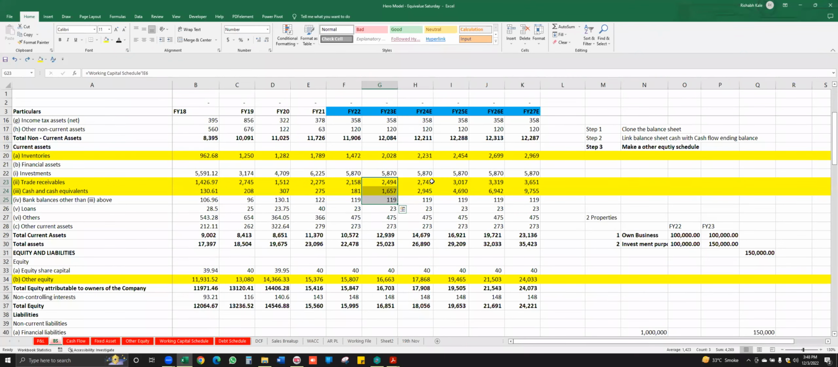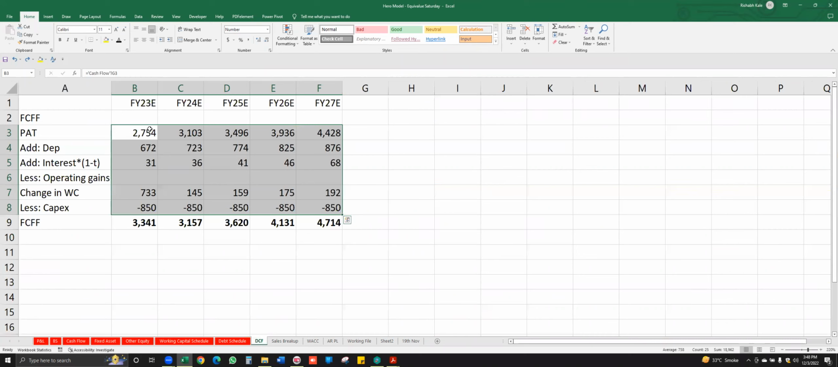Only a few numbers related to sales we need to focus on, because we are finding FCFF. In FCFF, what is required? PAT is required. It comes from the P&L. PAT also impacts your other equity, that is why other equity will change. Depreciation impacts your asset schedule, that is why the asset schedule is to be changed. Interest is coming from a debt schedule, that is why debt needs to be changed.